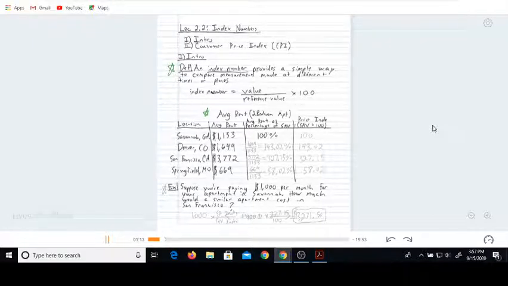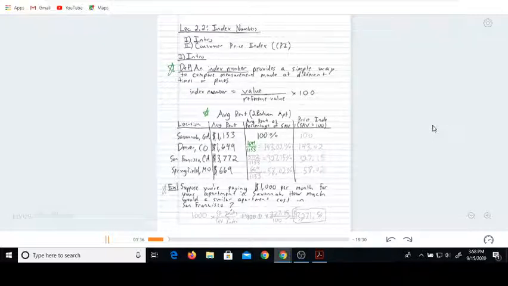a 2-bedroom apartment. So what we're going to do is represent that rent value as a percentage of the rent in Savannah. So of course, for Savannah that'd be 100%, but let's look at Denver. So that'd be $1,649 out of $1,153. So that's just Denver's rent out of Savannah's rent.